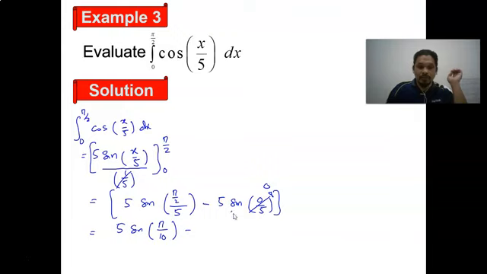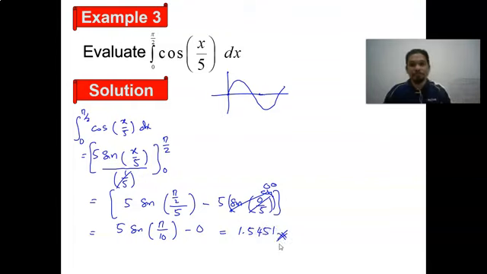Sine 0. What about sine 0? The graph of sine begins here, right? So sine 0 means that this is everything equal to 0. 0 times 5, 0. So then equal to, if you take a calculator here, you come up with 1.5451.